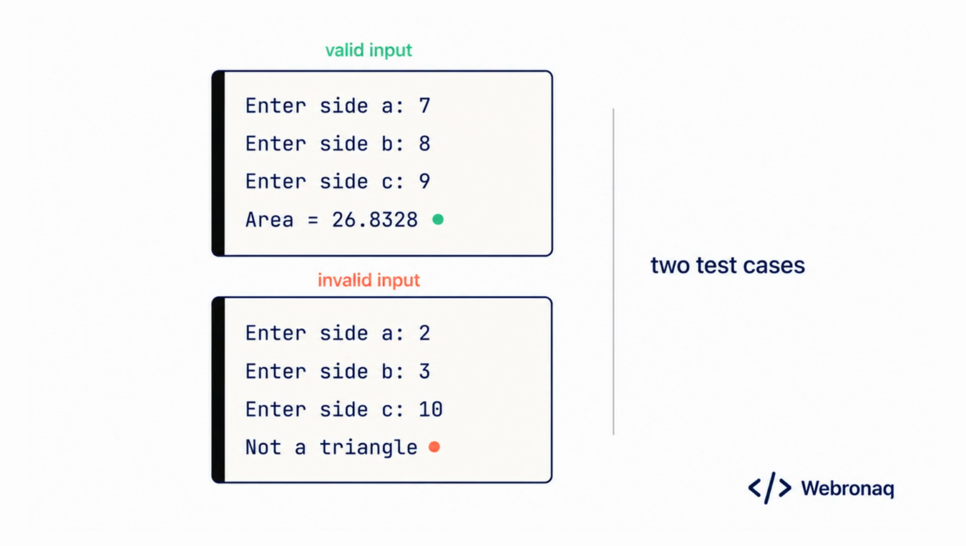Let's see it in action. First test, sides 7, 8, and 9. The program checks the triangle inequality, passes, runs Heron's formula, and gives us an area of about 26.83. Clean result. Second test, sides 2, 3, and 10. The check fails immediately. 2 plus 3 is only 5, way less than 10. The program does not even try to compute the area. It just tells the user, this is not a triangle. Same code, two completely different paths, and no crashes. But there is one thing about that 26.83 that deserves a closer look.